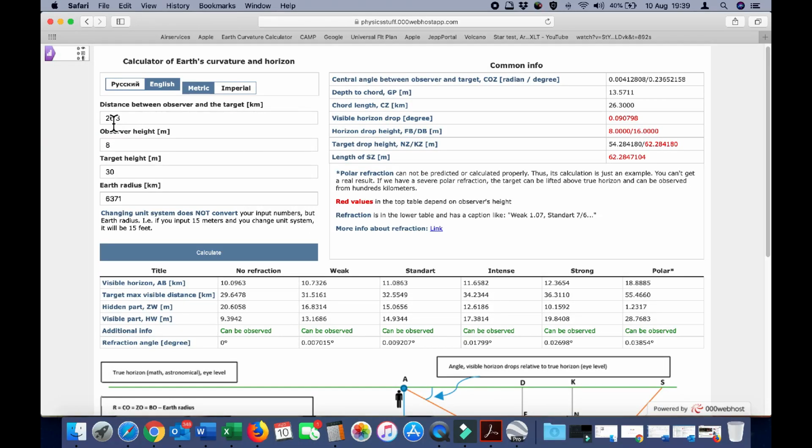So we have 26.3 kilometres, an observer height of 8 metres, and a target height of 30 metres, and that is the focal height of the lighthouse itself. With standard refraction, we have 14.93 metres visible and 15.06 metres hidden. So approximately half of the lighthouse and the land is hidden, and that would mean all of the land is hidden.